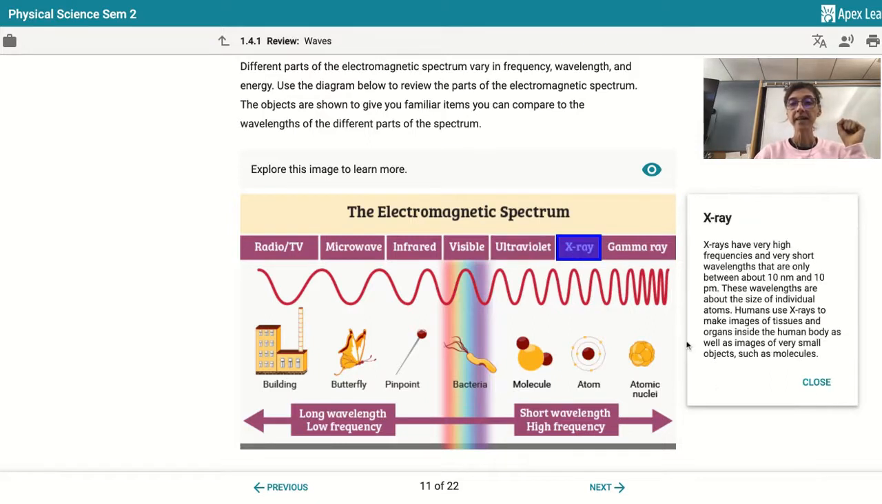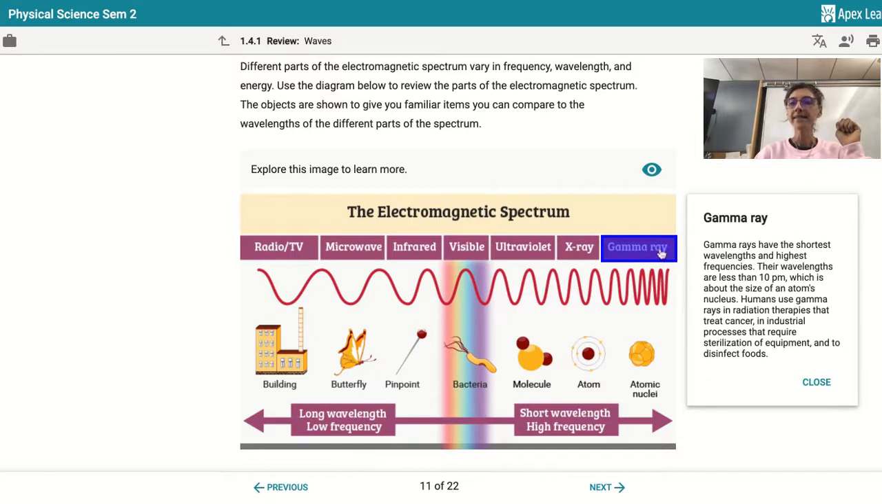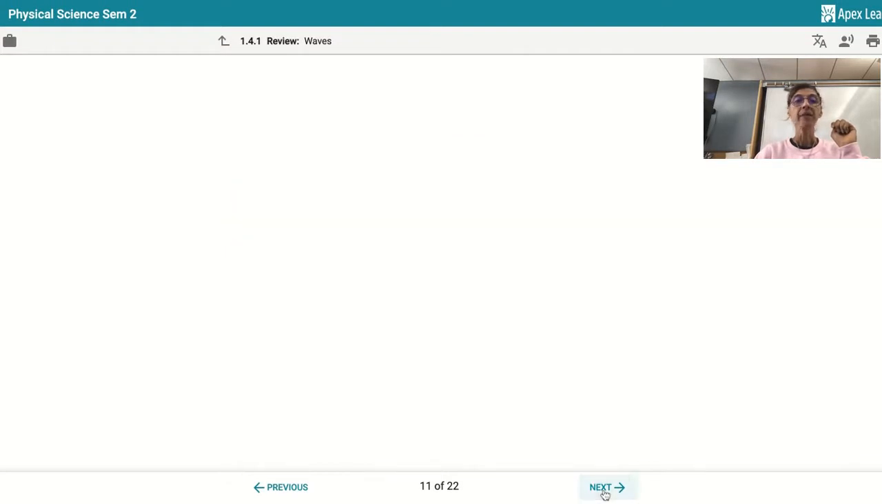And then there's X-rays, which I'm sure you've heard of. We use this in imaging of tissues and bones. And gamma rays. Gamma rays are the highest radiation. These are actually quite dangerous in large amounts to the human body. However, they are used in the medical industry to treat cancer. They're used in the industrial process that requires sterilization of equipment and disinfecting of food. So that is the electromagnetic spectrum.